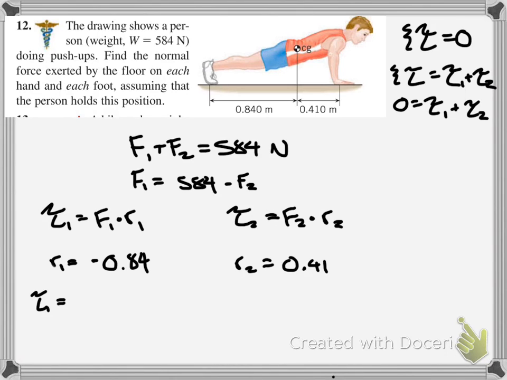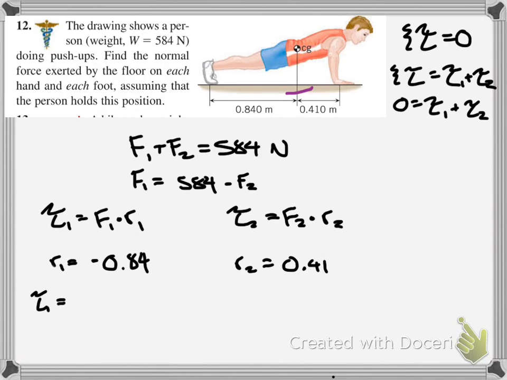And the reason the radius R1 is a negative value is because his center of gravity is right here. And based on position, since it's to the left, it's negative 0.84 meters to the left. And 0.41 is positive because it's 0.41 meters to the right.